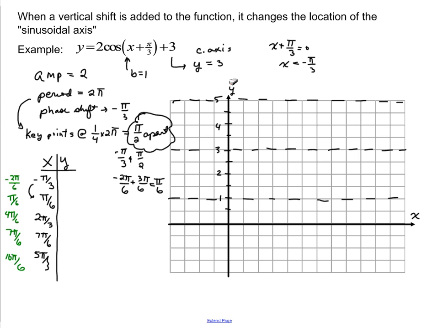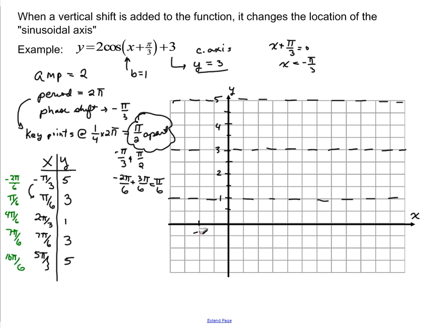But, in fact, our graph is going to start along the center axis this time and go as high as 5 or as low as 1. So, instead of starting at 1, we're going to start at 5 this time. We're going to go down to our center axis at 3. We're going to go down to our lower amplitude value at positive 1. That's 2 below the center axis. Then we go back to the center axis, and we go back up to 5. Right?